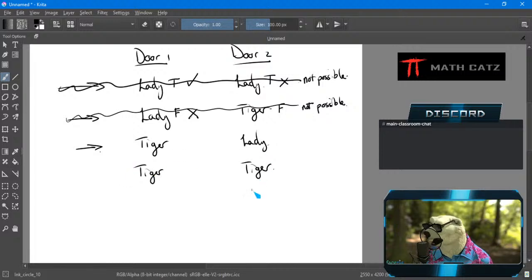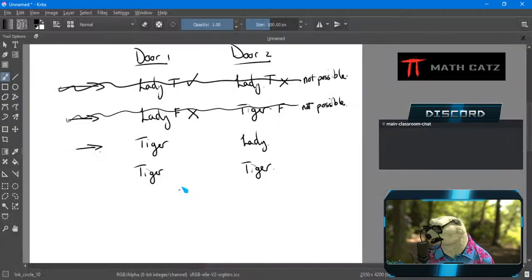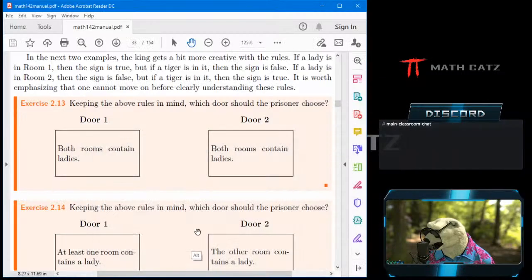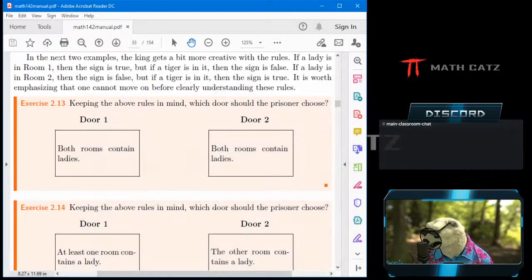We have two more scenarios. We haven't found one that is aligned, consistent, possible, whatever words you want to use. So the next one in my list is Tiger Lady. Door 1 says, both rooms contain ladies. Obviously false. Door 2 says, both rooms contain ladies. Again, false. Now I look at what the king says.